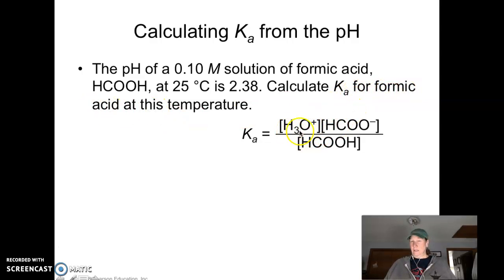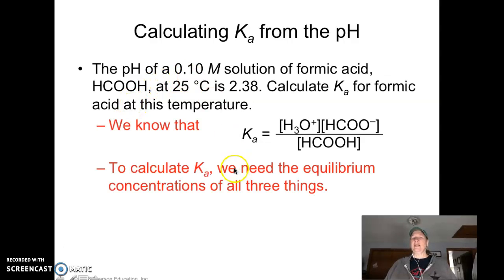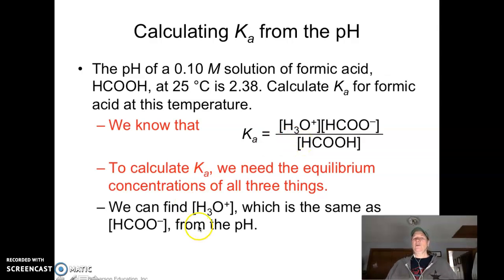Again, it's the concentration of this versus the concentration of this. We're going to take away one of the hydrogens, and then we've got the concentration of the acid when you started. We know we can calculate K sub A. We need the equilibrium concentration of all three of these. If we want to do this, we have to get all three of them. So what we're going to do is find the H3O, and it's going to be the same. These two are going to equal each other from the pH.